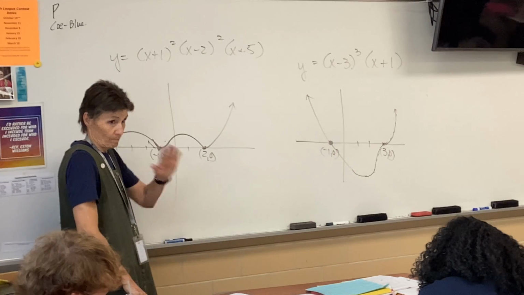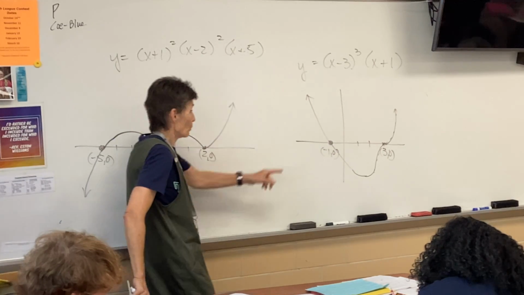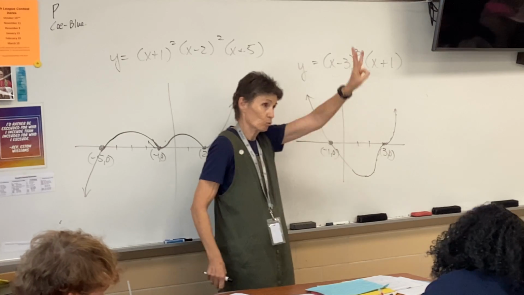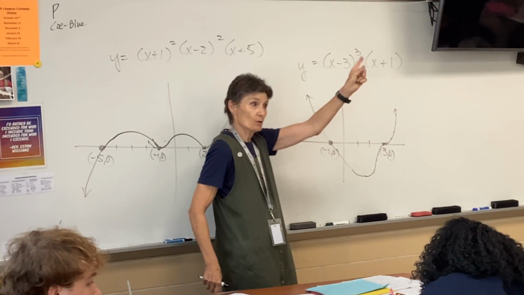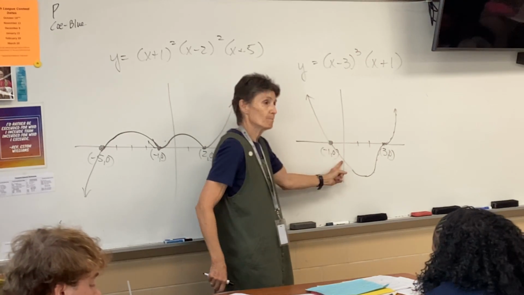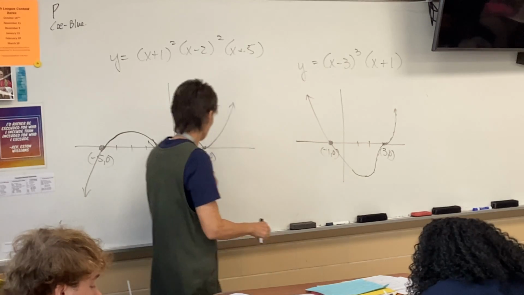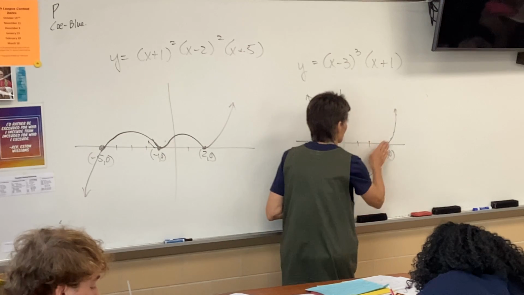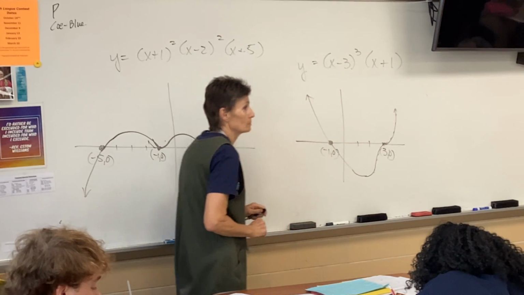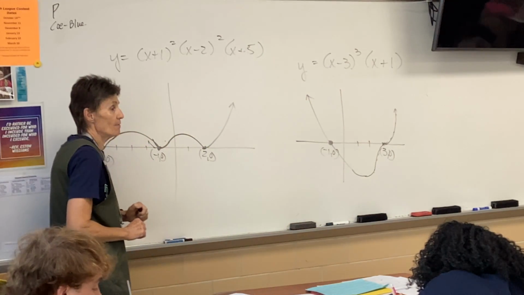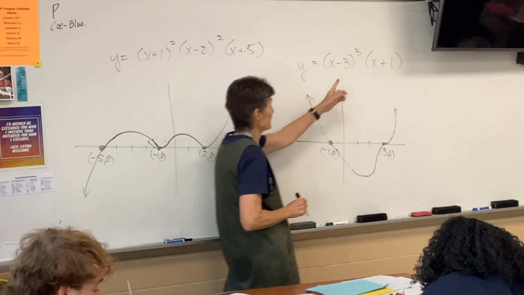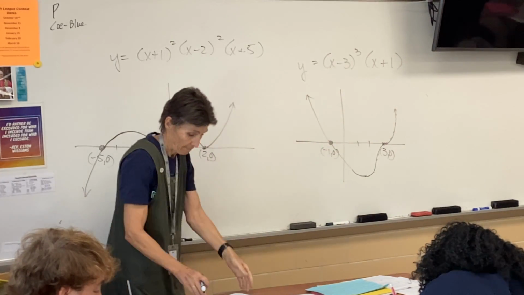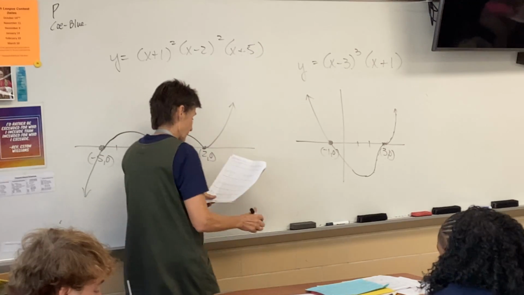All right, so recap. When you hit a point, you have 3 choices. You go straight through, you bounce off, or you squiggle through. And that decision is made by looking at your powers on your factors. All right, G.